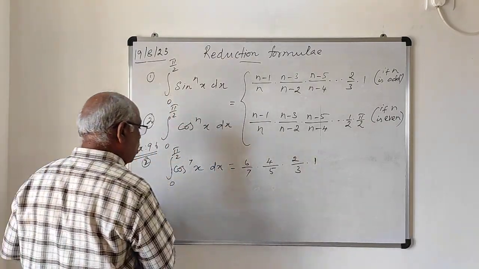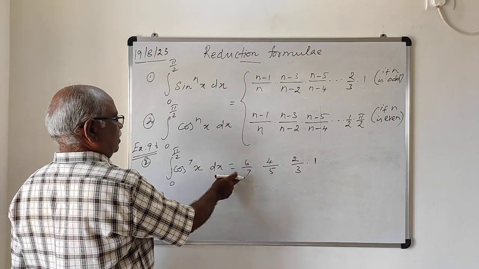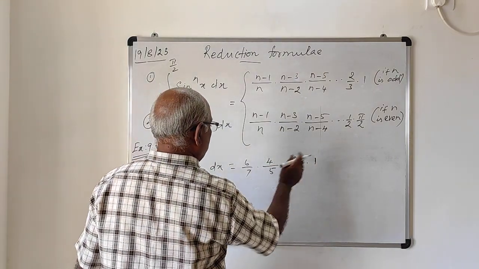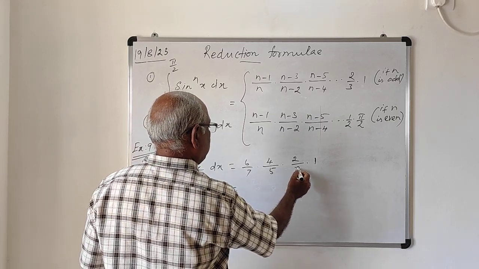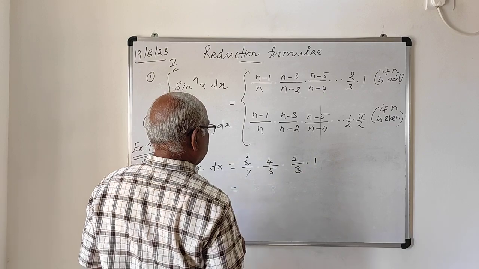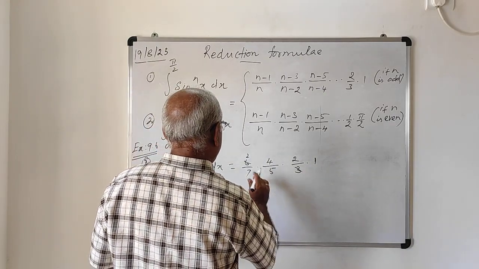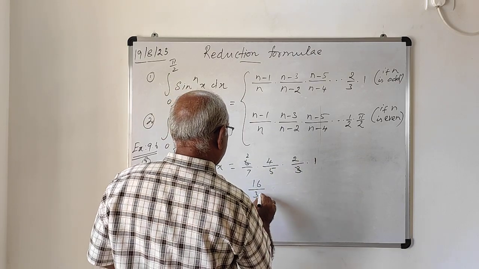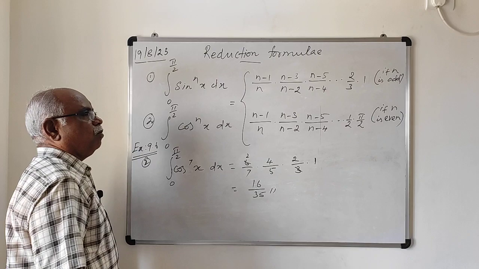Since it is an odd integer, n minus 1 is 7 minus 1, 6 by 7, and 4 by 5, and 2 by 3, and 1. Simplifying, what do you get? 2 threes are 6, 16 by 35: 2 fours are 8, 2 eights are 16, and 7 fives are 35. That's all about the second problem.